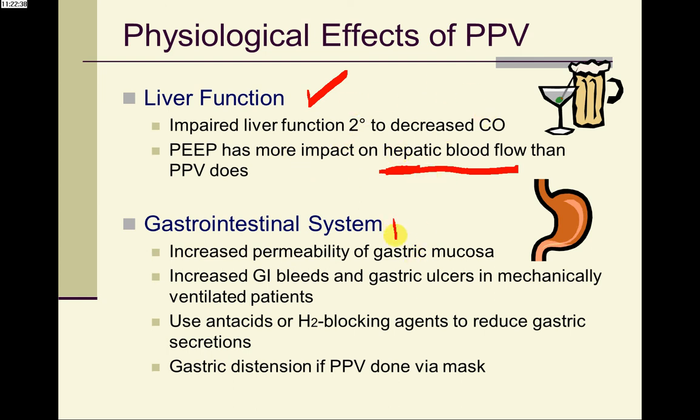All right. The gastrointestinal system is a kind of surprise to us. We know that for some strange reason when we put patients on positive pressure ventilation, they tend to get more gastric bleeds, they get ulcers, there's a lot more requirement for antacids, and we were also concerned about gastric reflux causing ventilator-associated pneumonias. All right, so how can we prevent these?